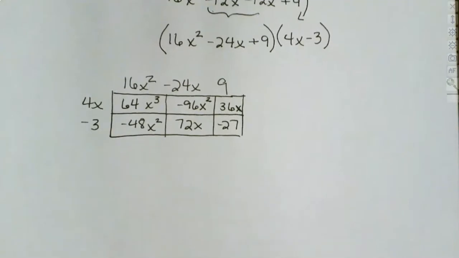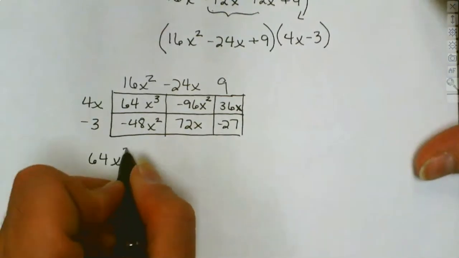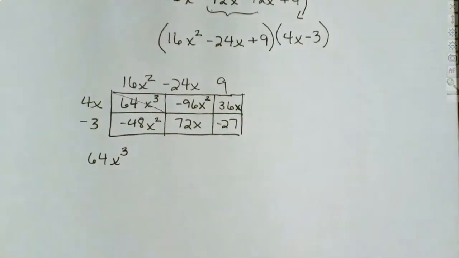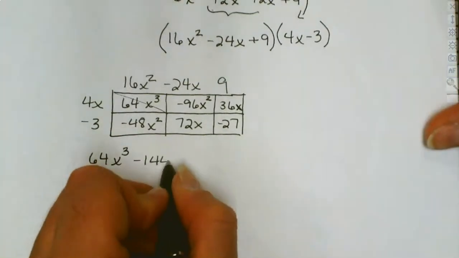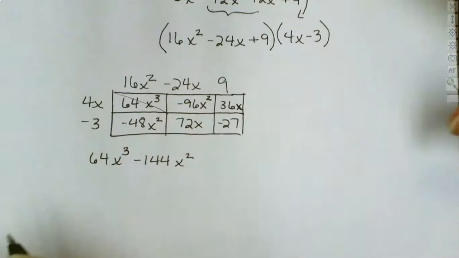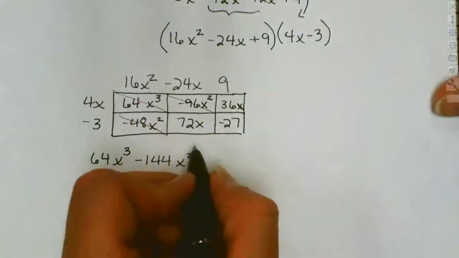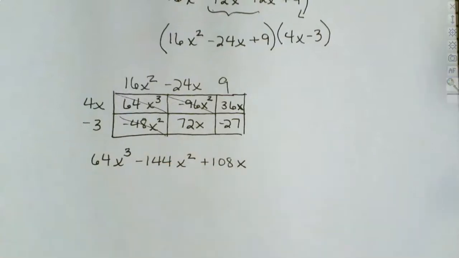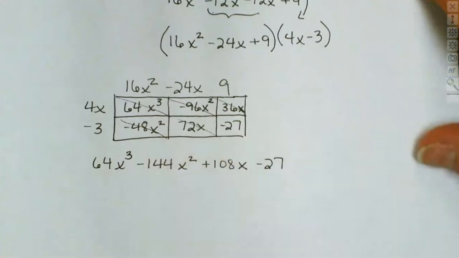Okay. Almost done. Rewrite it as 64x cubed. Gone. We've got 96 and 48. That makes it a minus 144x squared. 36 and 72 makes it a positive 108x. And then a minus 27 on the end.